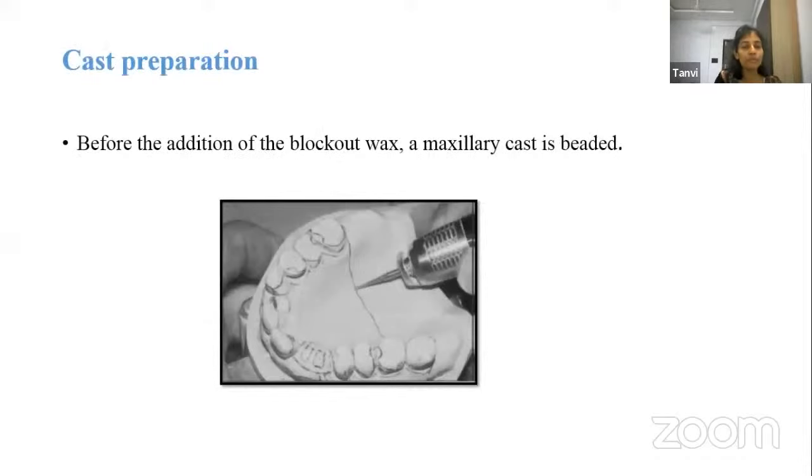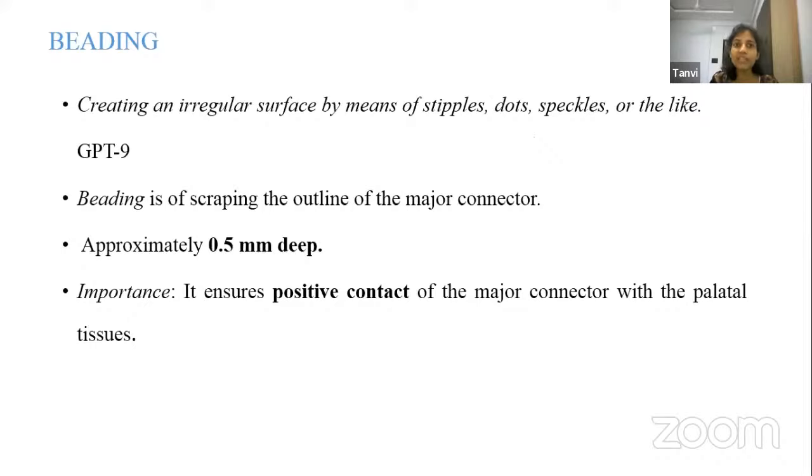So before proceeding to the next important step, which is block out, the point which is to be taken into consideration is beading. So what is beading? It's creating an irregular surface by means of stipples, dots, speckles on the surface of the cast.